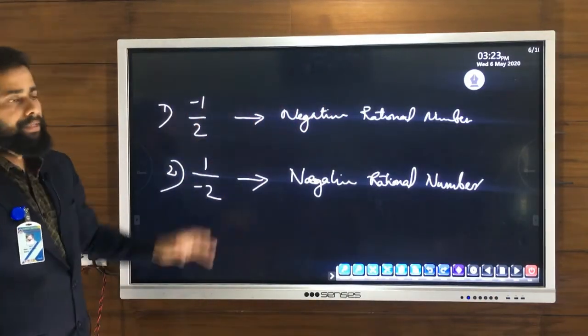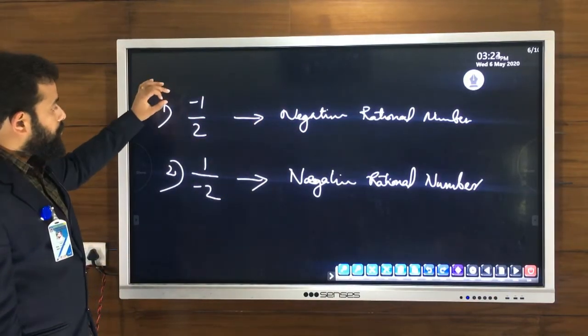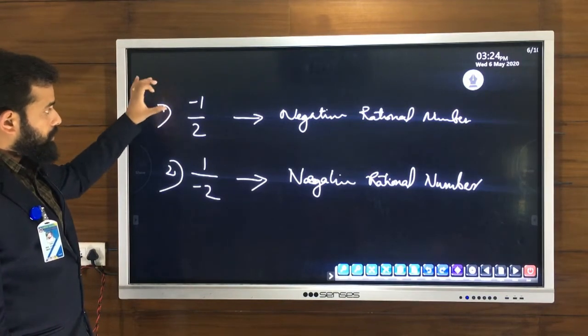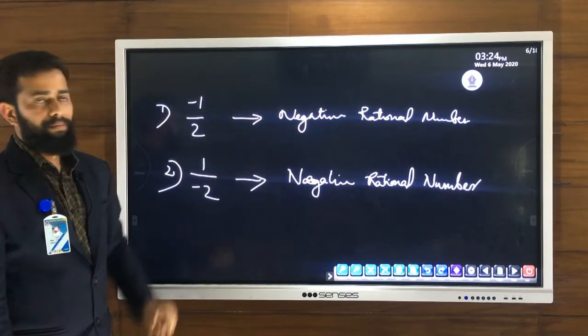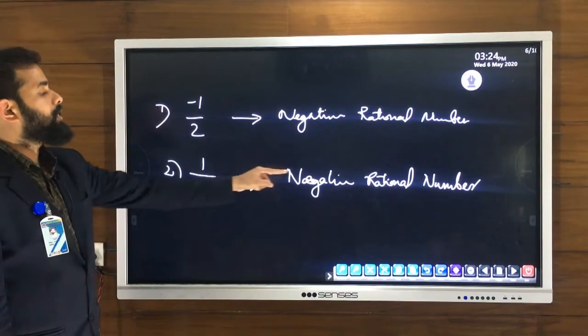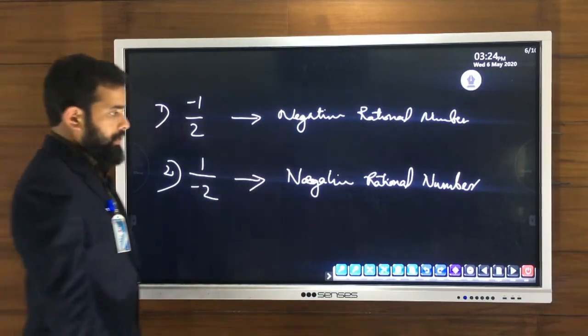Next, how will it be a negative rational number? One of the numerator or denominator is negative. If the numerator is negative, the rational number will be negative, and if the denominator is negative, the rational number will be negative.